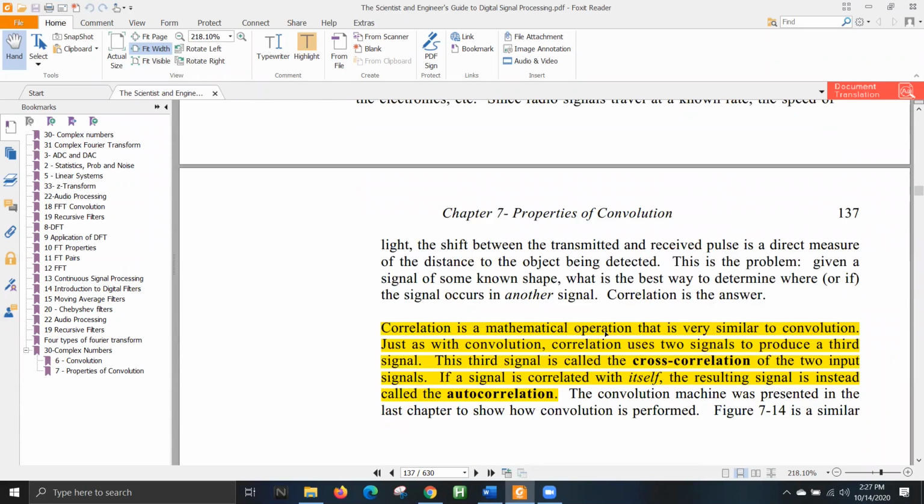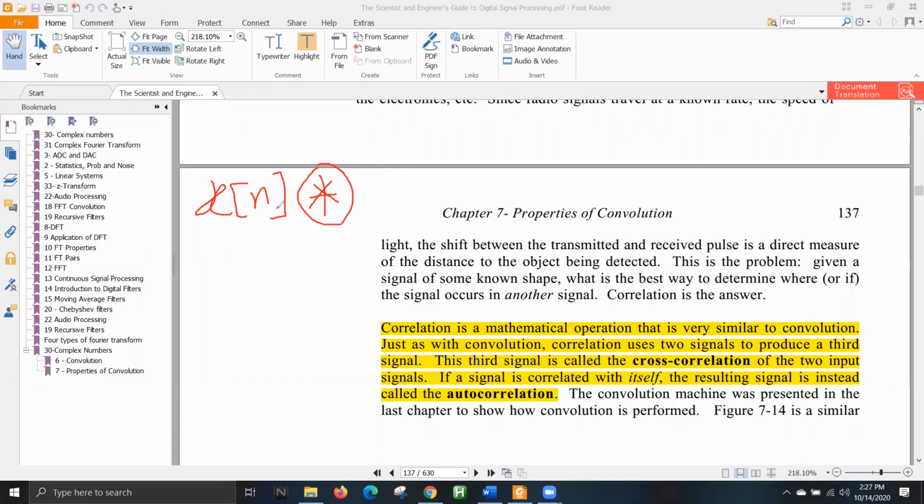Correlation is a mathematical operation that is actually very similar to convolution. Just as with convolution, it uses 2 signals to produce a third signal. And the third signal is called cross-correlation if it is a different signal than the original one. If you are performing x[n] correlation with, I actually forgot what correlation is denoted as. For convolution, we use this. For correlation, I think it is denoted as something like this. I'm not exactly sure. I'll talk about this later in class.